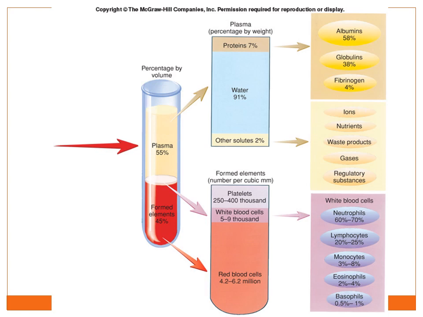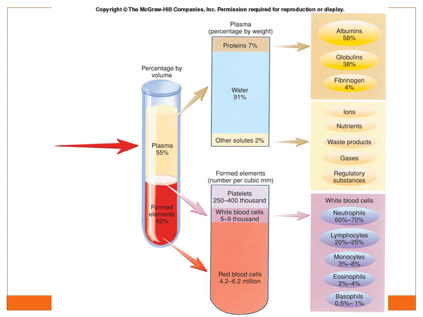And then when you look at the solutes that are in plasma, it includes the ions like sodium, potassium, chlorine, bicarbonate. Nutrients, so the nutrients that are being transported in blood will be found in the plasma. Waste products of cellular metabolism, acids, etc. will be transported in the blood. The gases, primarily carbon dioxide, most of the carbon dioxide that's in blood is transported within the plasma. And regulatory substances like hormones that we mentioned earlier will be found in the plasma as well.